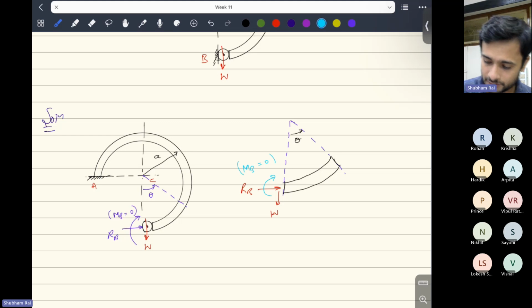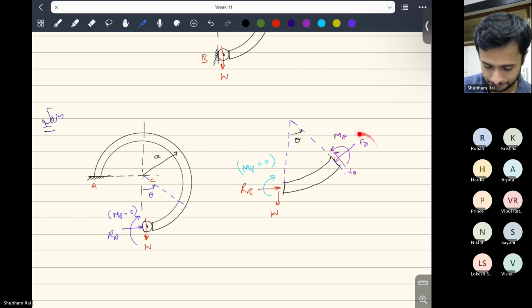Right? Now at this point you need to find, let's say, f of theta, and here you need to find m of theta and also the shear force. So let's say this is v of theta. Okay, so the directions which I have shown here, I'm taking those directions as positive.